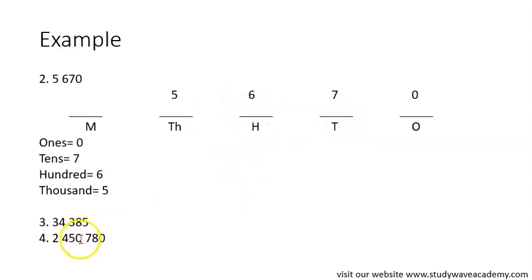We also have here 2,450,780. Can we use the system to place this number? If we want to place it with this system, 0 in ones, 8 in tens, 7 in hundred, 0 in thousand is not possible, right? So we are going to be using another system for our place value.